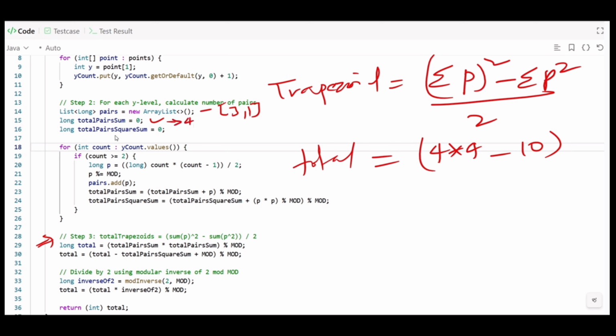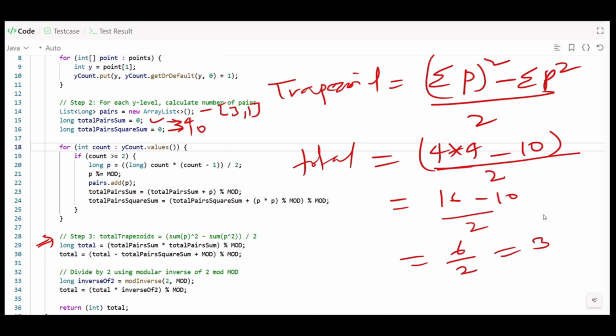Remember? And the total pair sum square, we got 3 square plus 1 square. We have got 10. It was 10, right? So we'll take the total pair sum square, and we'll do minus 10, and then we'll divide by 2. It means we'll get 16 minus 10 by 2, which is nothing but 6 by 2, and we'll get 3. And the number of trapezoids we will return is 3.